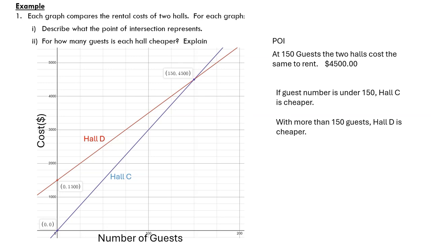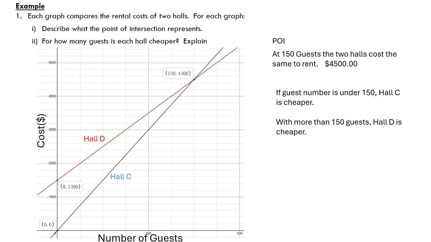So if you look at Hall D, you see the y-intercept is (0, 1500). This represents the upfront cost of renting the hall. If we look at where the lines intersect, we can see that the point is (150, 4500). This tells us that if 150 guests are invited, both of these banquet halls will charge the same amount, an amount of $4,500.